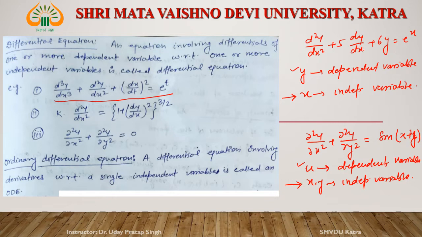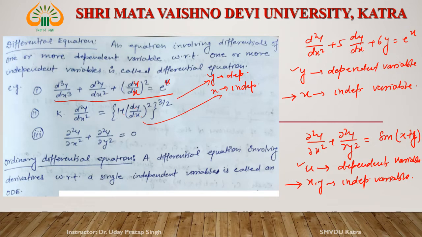d3y by dx3 plus d2y by dx2 plus dy by dx whole square is equal to e to the power t. Here, see, e to the power t, and this is dy by dx. Okay. So in this differential equation, y is the dependent variable, x is the independent variable. And in the next differential equation, k into d2y by dx2 equals 1 plus dy by dx whole square, whole to the power 3 by 2. Here y is again dependent and x is the independent variable.